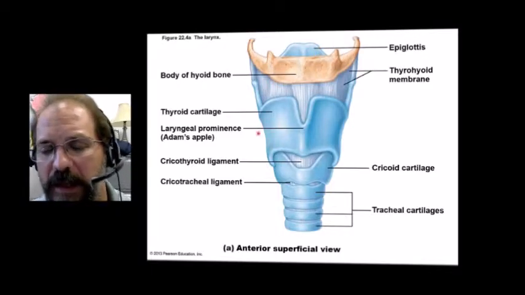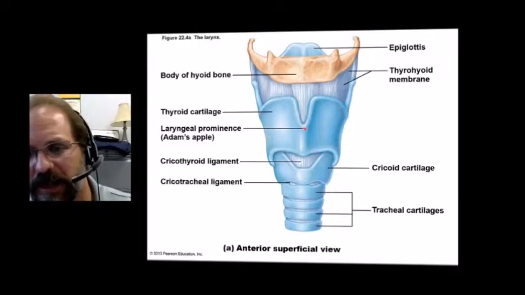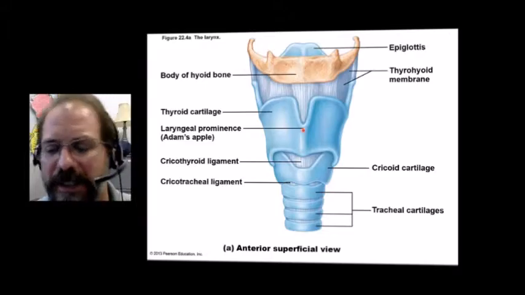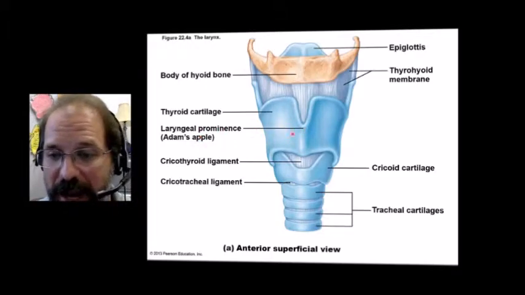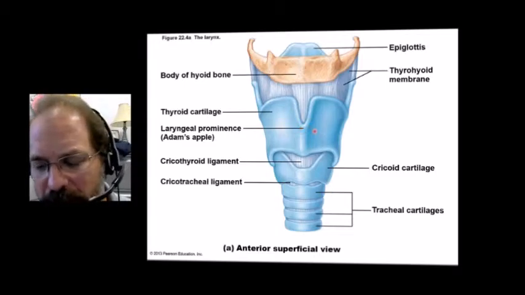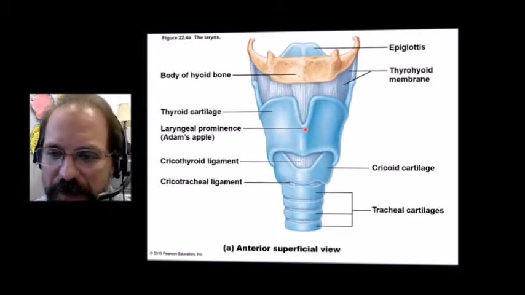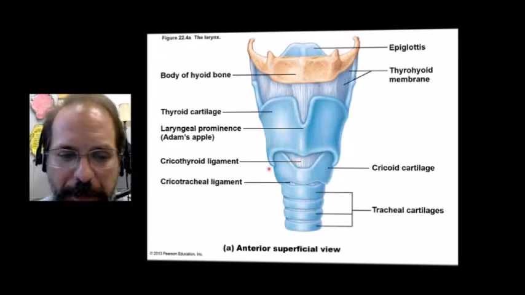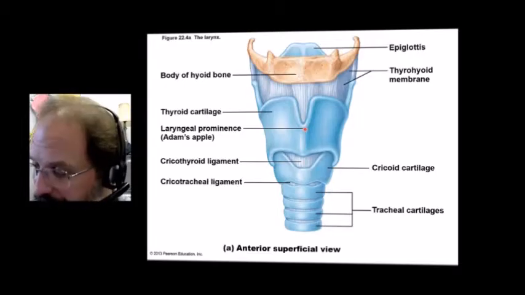when you swallow. The most anterior of the cartilages is called the thyroid cartilage, and it has this large anterior tipped projection called the laryngeal prominence, which is what we know as our Adam's apple. It is present in both males and females, but it's much more anteriorly tipped in males, so we tend to see it more prominently in males. Incidentally, that's also what accounts for a male's deeper voice.